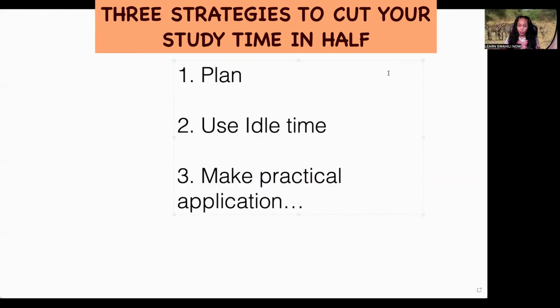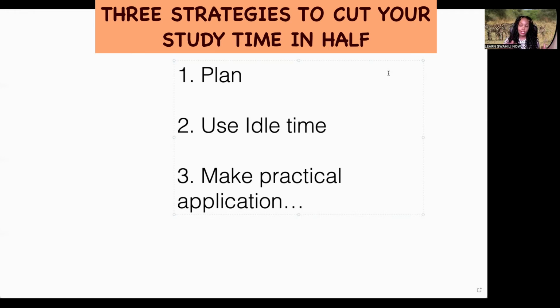So the 3 things I'm going to be talking about are: 1, plan; 2, use idle time; and 3, make practical application of your language. So what exactly do I mean by planning? Planning involves sitting down and actually writing out what your goal for each study session is going to be. And I know if there's a lot of friction between you and actually studying, you will not get it done. So try to make things as easy as possible for you.